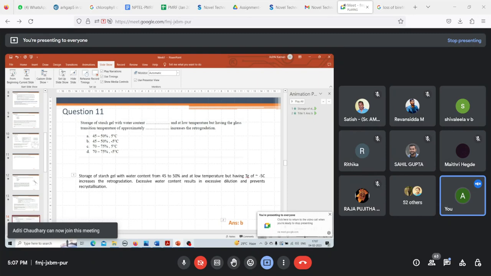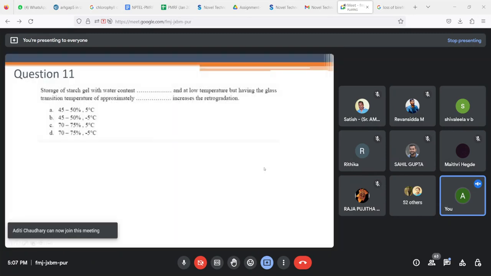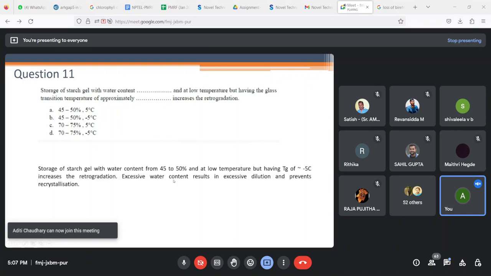So in this case, since your retrogradation has to happen at low temperatures, you need to make sure that the TG is even lower. So your TG should be somewhere around minus 5 degrees Celsius, and your process should happen at a very cold temperature with 45 to 50% water content for the molecules to come close together, aggregate and form a kind of gel-like substance. So the answer is option B. Are you able to understand why it is not A and why it is B? Yes, ma'am, understood.